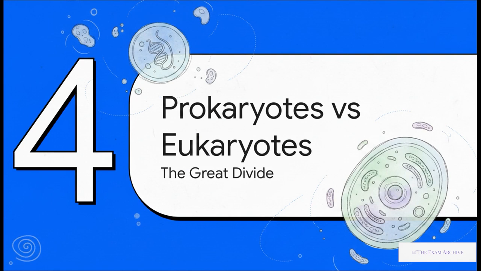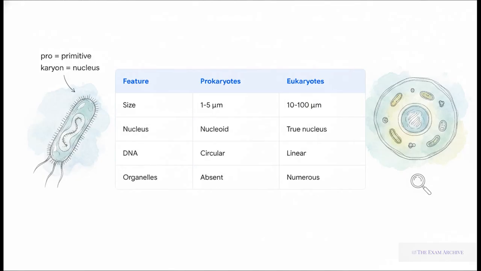Section 4. Prokaryotes versus eukaryotes. So beyond shape and size, the most profound division in all of biology is internal organization. Prokaryotes, like bacteria, are your primitive cells. In fact, the prefix pro means primitive and karyon means nucleus. They're tiny, maybe 1 to 5 micrometers, and they lack a true nuclear membrane, so they keep their circular DNA loose in what's called a nucleoid region. They also completely lack specialized organelles.